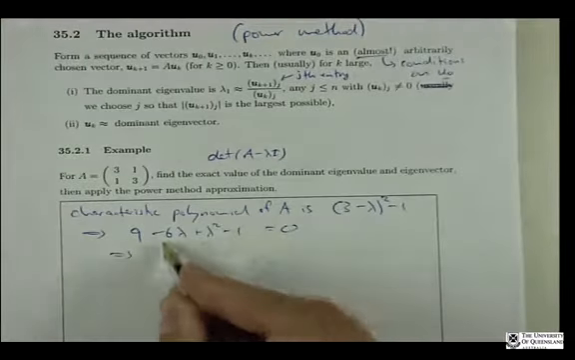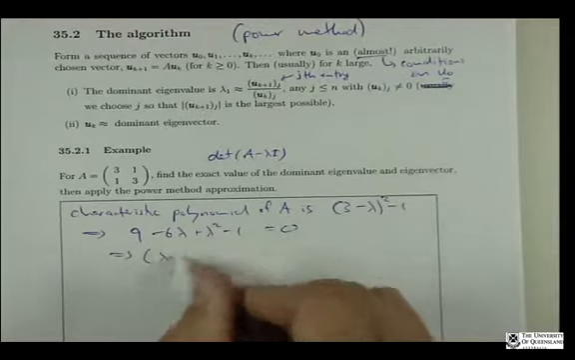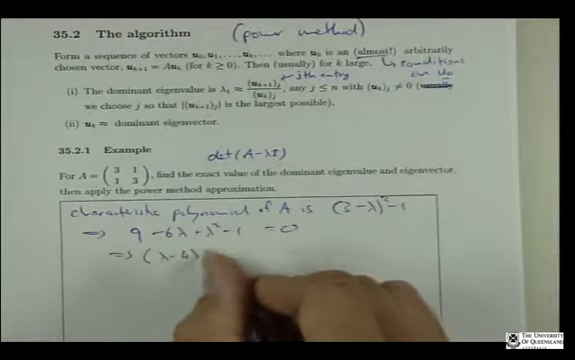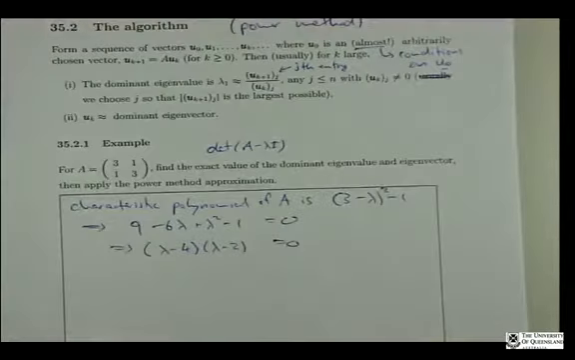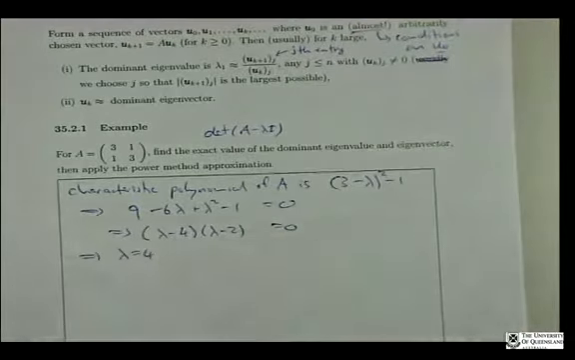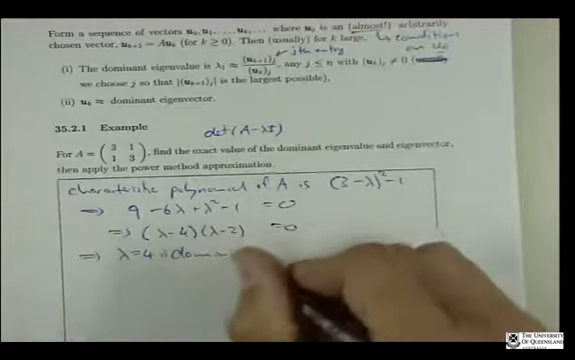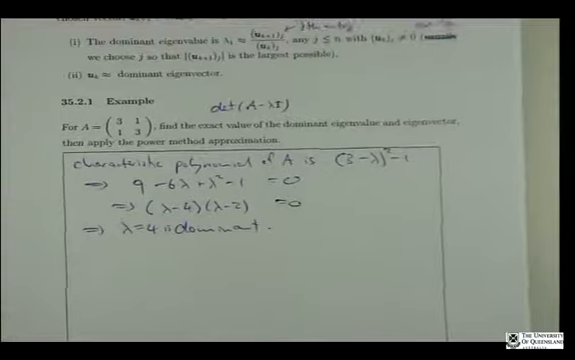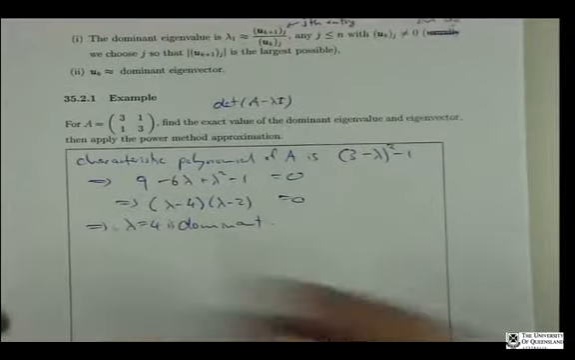So this is lambda squared minus 6 lambda plus 8, which then factorizes into lambda minus 4 and lambda minus 2. All right, so we've got 2 distinct eigenvalues in this case, and we can see immediately that the eigenvalue 4 is dominant. That's the dominant eigenvalue. The corresponding eigenvector we can work out exactly as well.